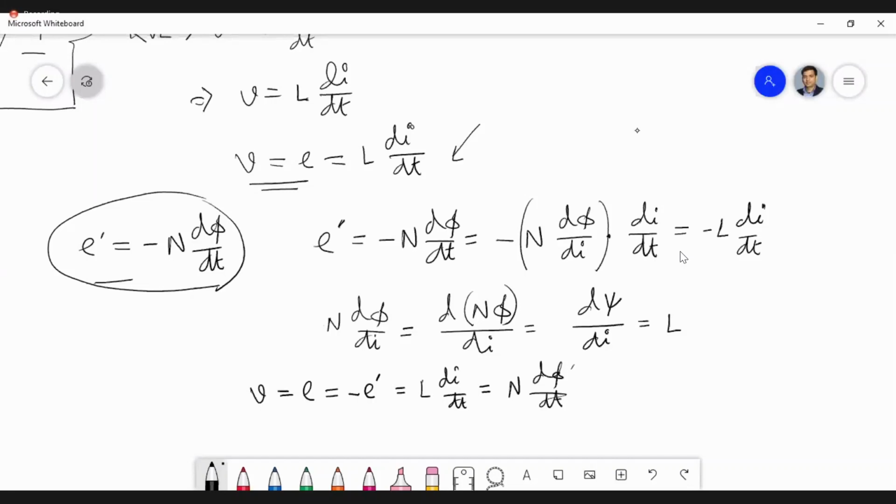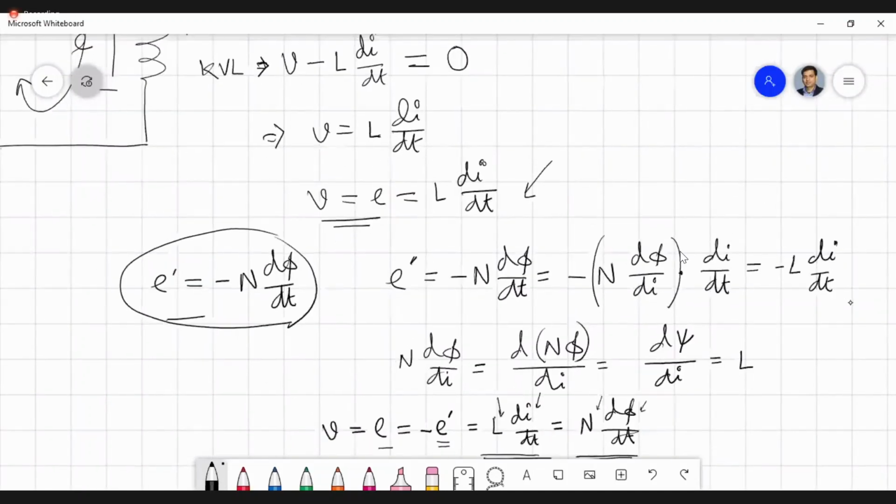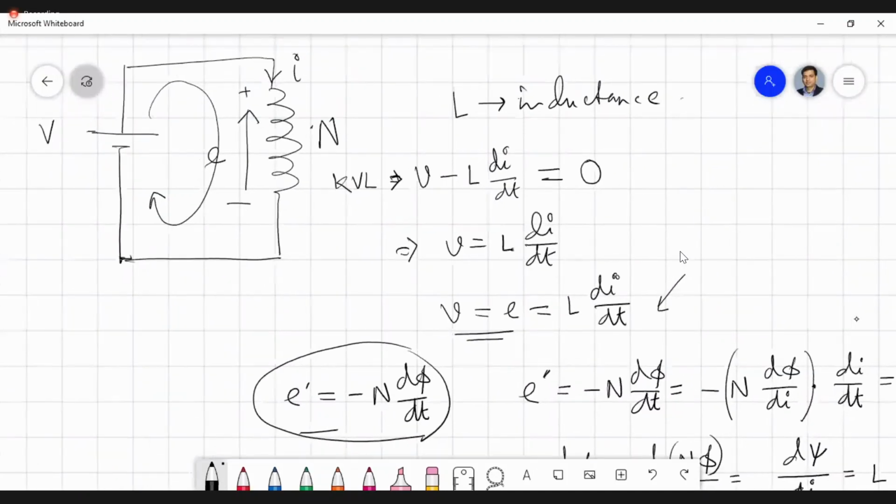When we have flux, we have number of turns, then we can use this equation. If we have current, inductance is known, then we can use this expression. The same thing we'll get, that is the minus E or E. Okay, now what is the difference between the minus E and E? So that you have to understand very clearly.